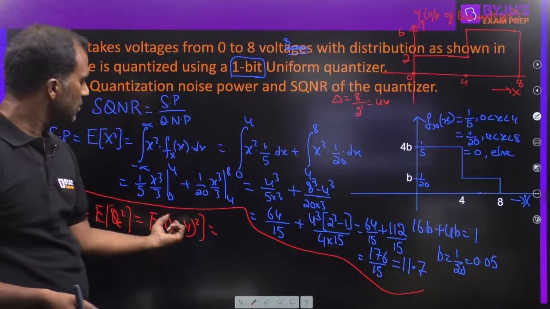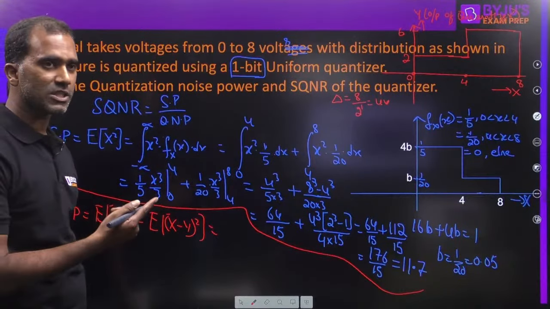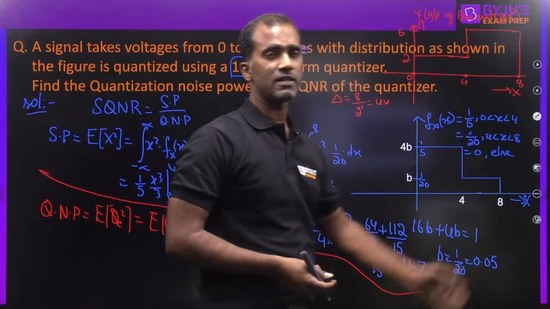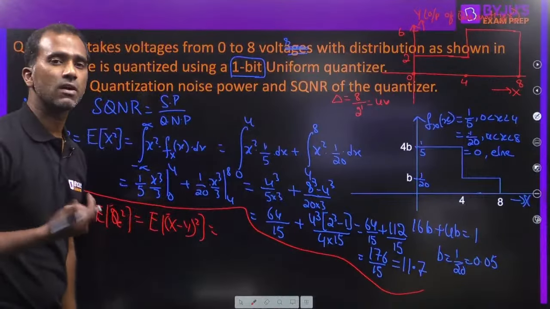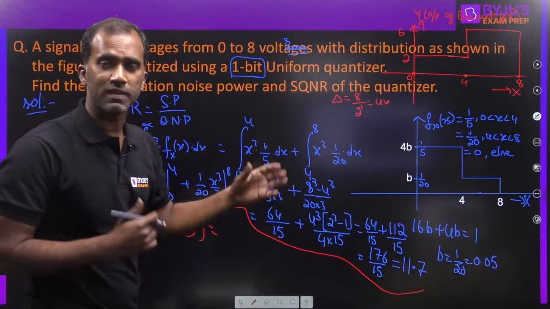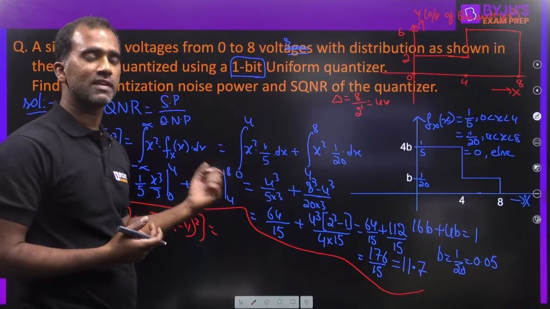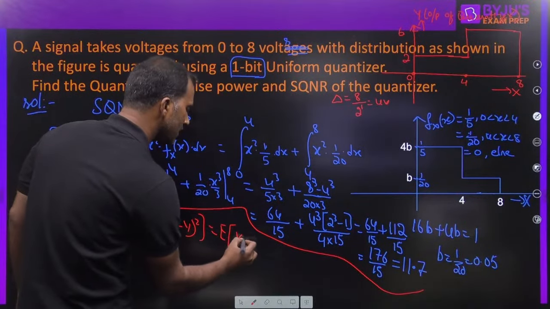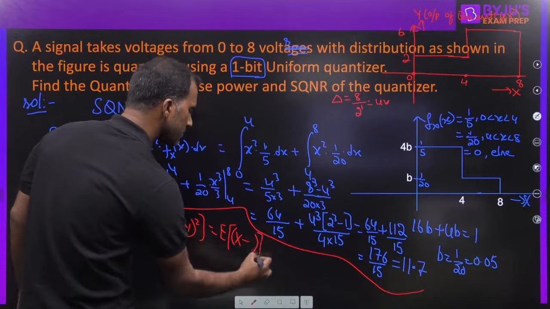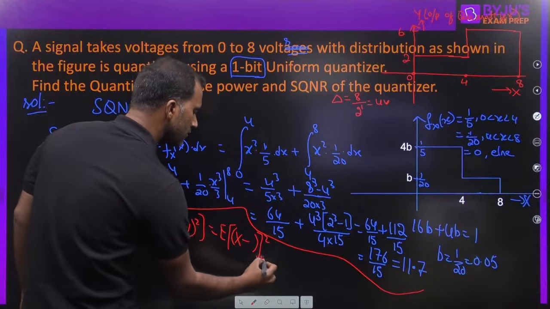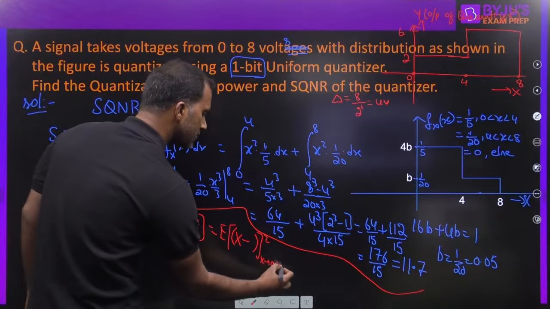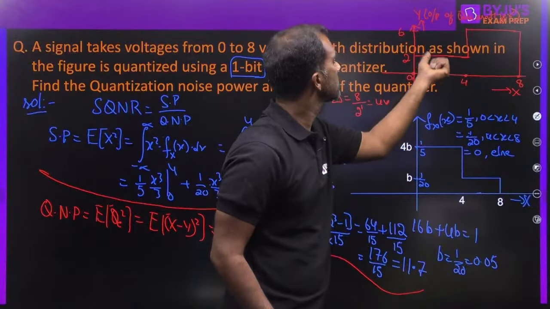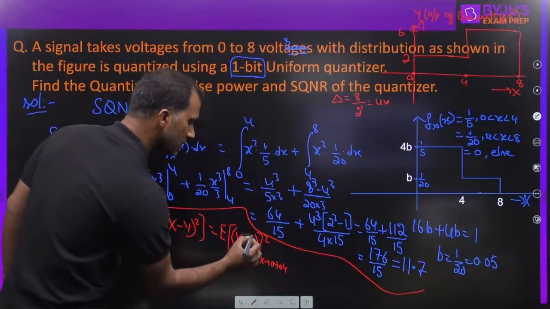Do this separately for each quantization region, because for each quantization region, Y is fixed. For this quantization region, Y is fixed. For every quantization region, Y is like a constant. But overall, Y is not constant, Y is random. So do this expectation of X minus Y whole square for each quantization region. Expectation of X minus Y whole square for X from 0 to 4. For X from 0 to 4, what is the Y? Y is 2 units. So we can substitute the 2.